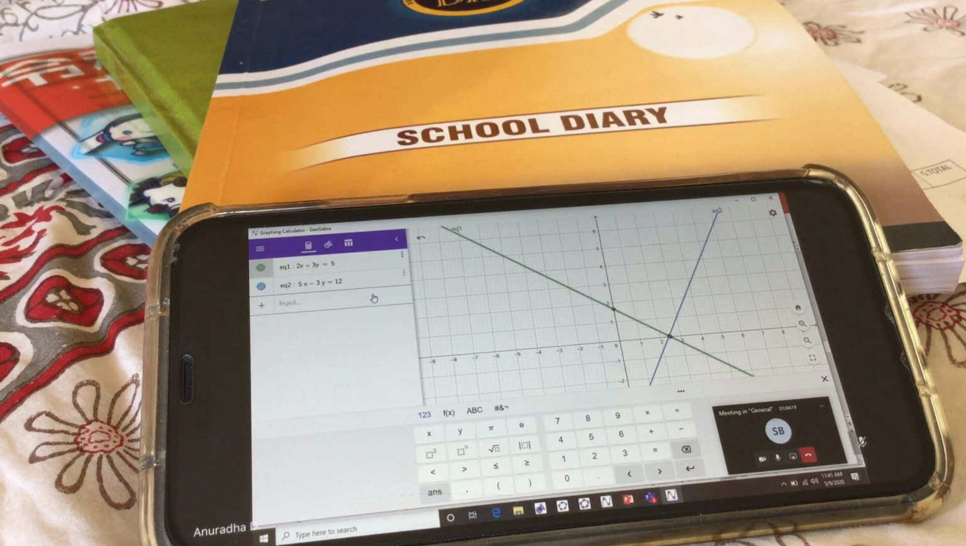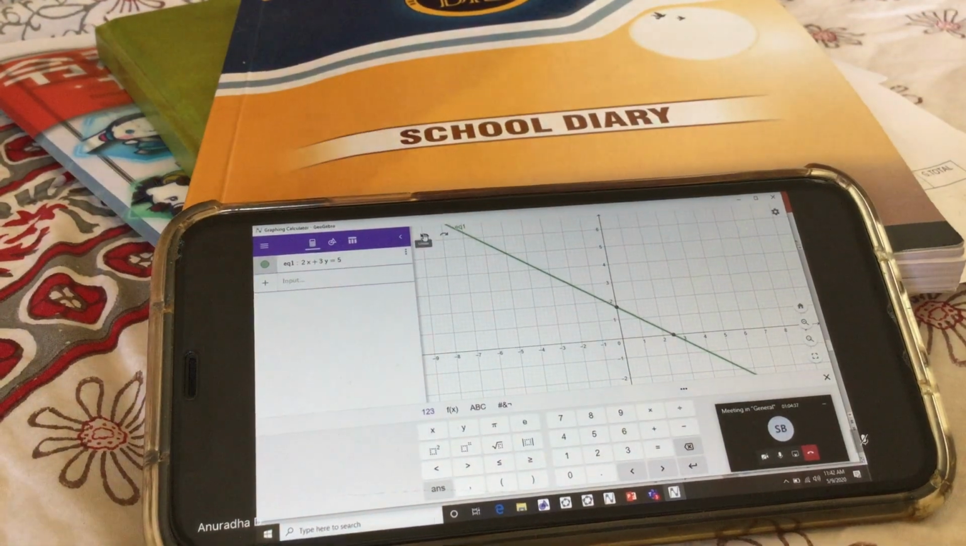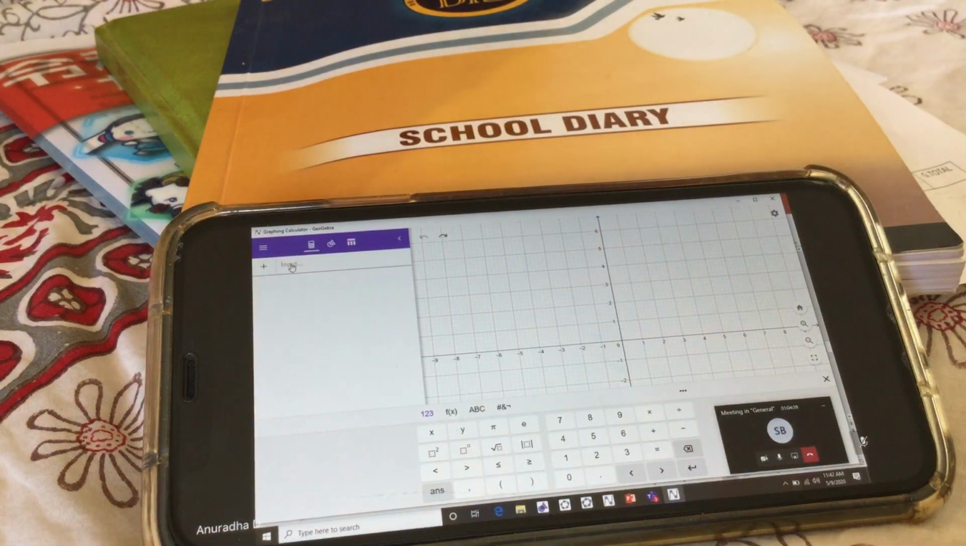Actually this makes it possible. Otherwise we cannot think about giving the children so many equations and for them to construct all those lines and then verify the condition for consistency, whereas it is possible here. This way it is quite simpler and easier. But there is one more possibility also.